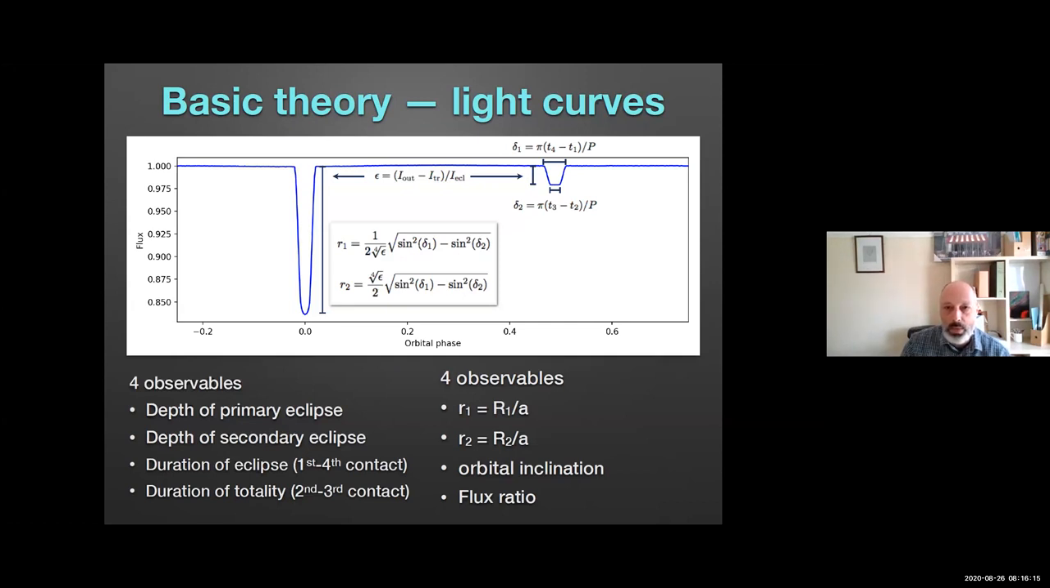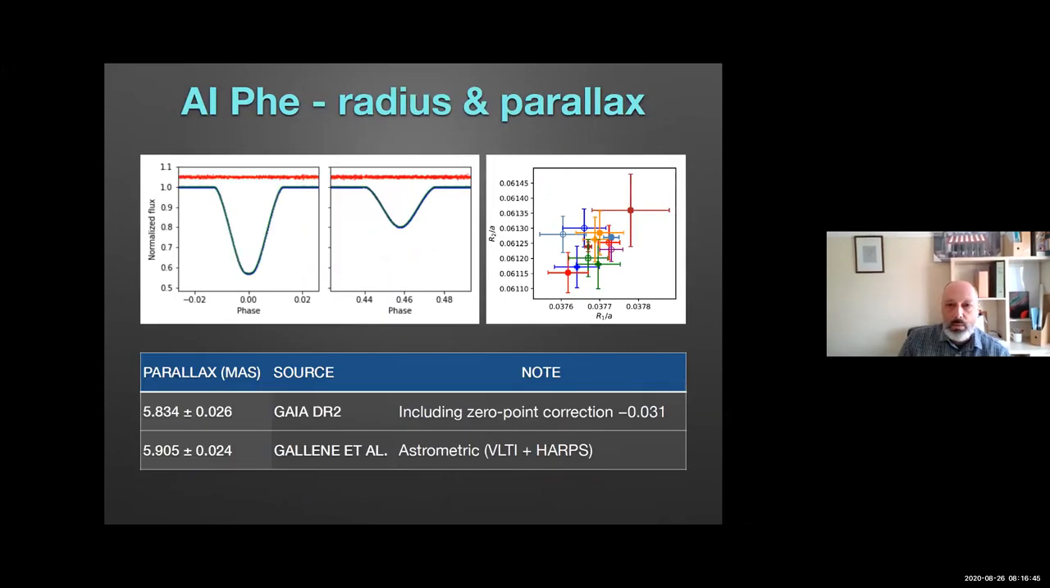You've got the 2 eclipse depths, you've got the total eclipse duration, and you've got the duration of the flat part of the eclipse. So there's 4 observables, and you can turn those into 4 geometrically measured quantities. And the ones we're mostly interested in here are these fractional radii, the radii of the stars divided by the semi-major axis, and you get the inclination and the flux ratio. And the flux ratio we're going to use in a minute. The orbital inclination is always going to be very close to 90 degrees anyway. So that's sort of the theory.